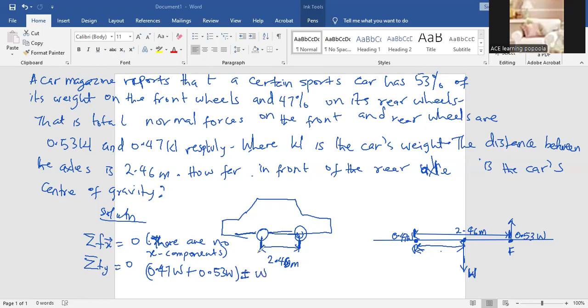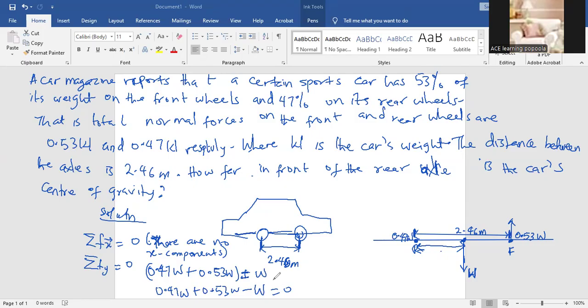And they will be equal because, from percentages, you should understand this. So this is also satisfied, because if we bring this in, 0.47 W plus 0.53 W, it becomes 1 W minus W, which is 0. So the second condition is satisfied as well.